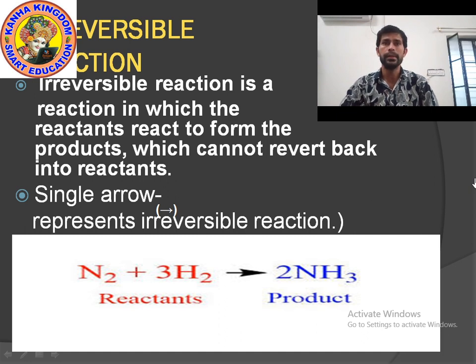Look at the example, when nitrogen N2 reacts with H2 reactants, then it gives out NH3. So you can see that NH3 is the product, ammonia is the product, and ammonia cannot be again changed into N2 plus H2. With the help of ammonia we cannot get nitrogen and hydrogen. So it is an irreversible reaction. What is irreversible reaction? A reaction in which reactants react to form the product which cannot revert back into reactants.